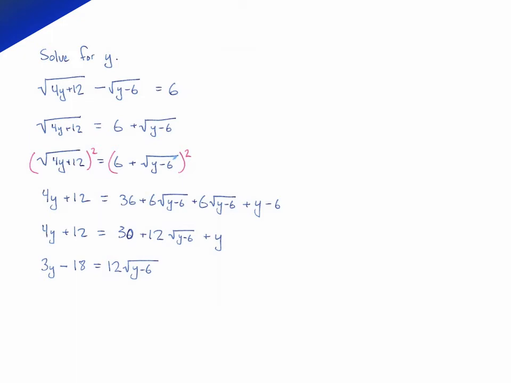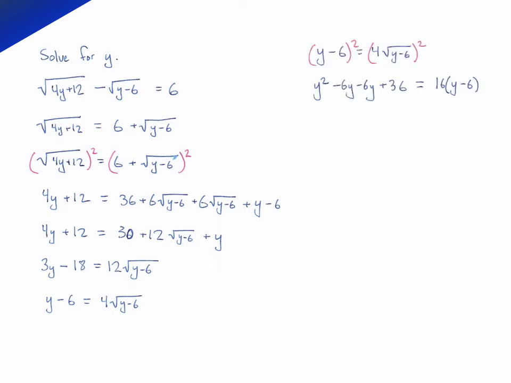But I noticed that all of the coefficients are divisible by 3, so just to get some simpler numbers, I'll divide everything by 3. That's an optional step. Now we can square both sides again, repeating the process, and simplify.